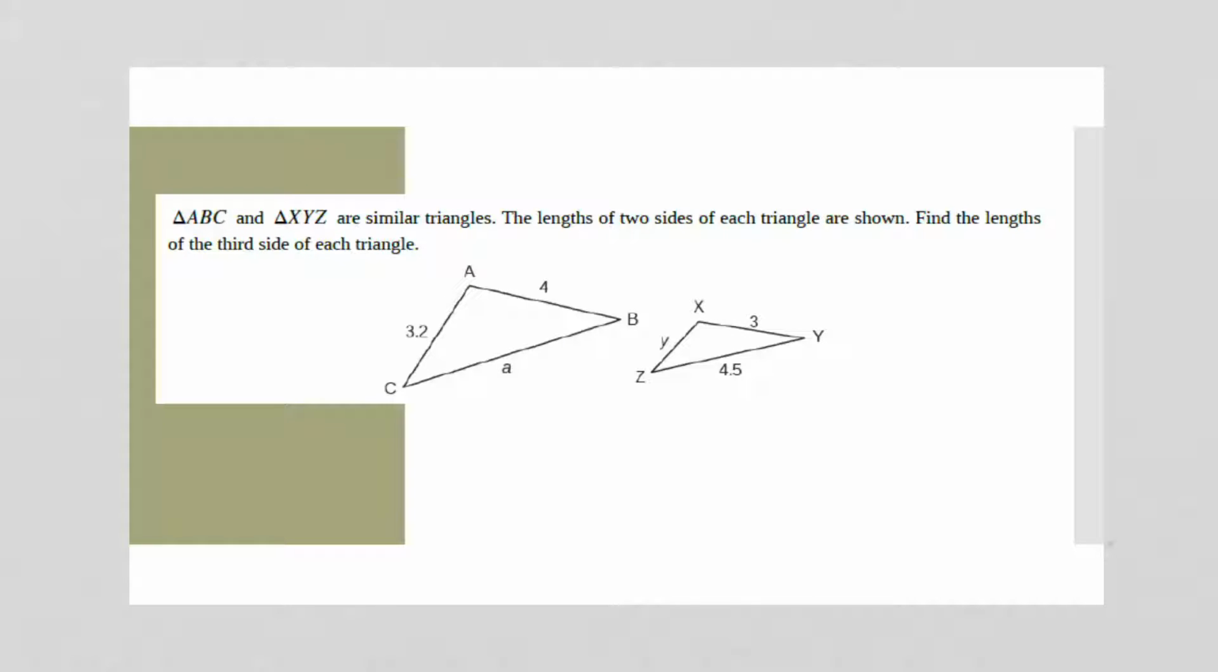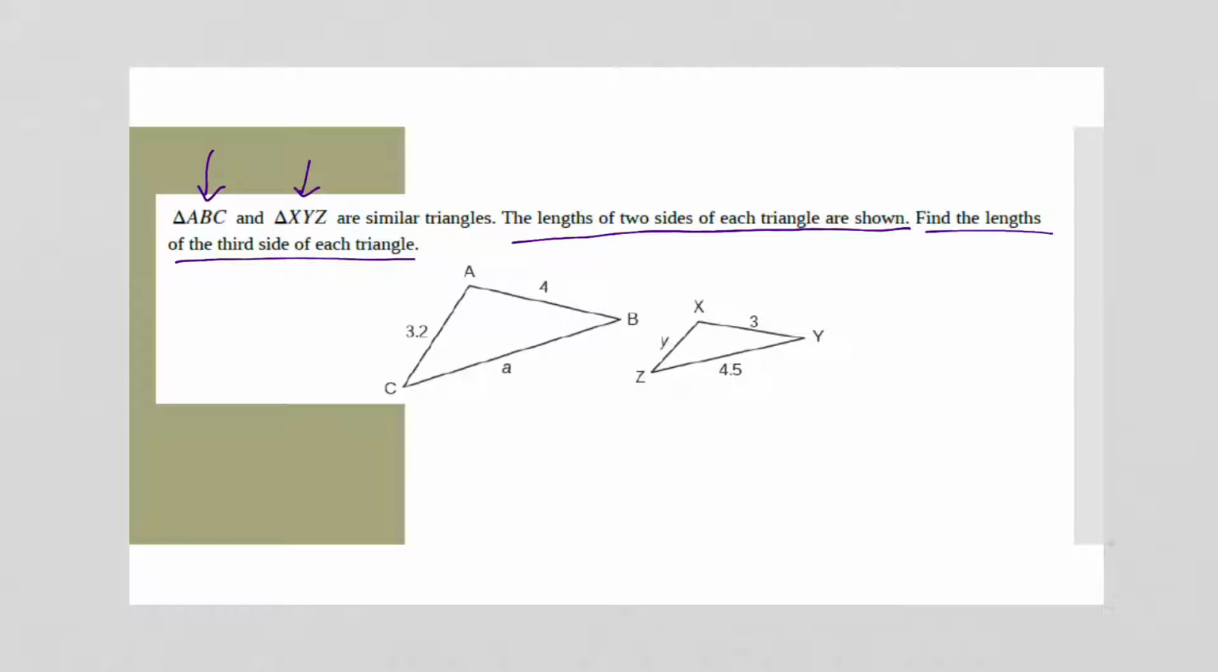Alright, so now let's take a look at this one. It says here triangle ABC and triangle XYZ are similar. The lengths of 2 sides of each triangle are shown. Find the lengths of the third side of each triangle. Okay, so here's one thing I want you to realize. The way this is written and the way this is written, this implies that A and X are equal to each other. B and Y are equal to each other, and C and Z are equal to each other. That's angle measures, not side lengths. Okay? So that means that our side lengths for the corresponding sides are going to be proportional to each other.